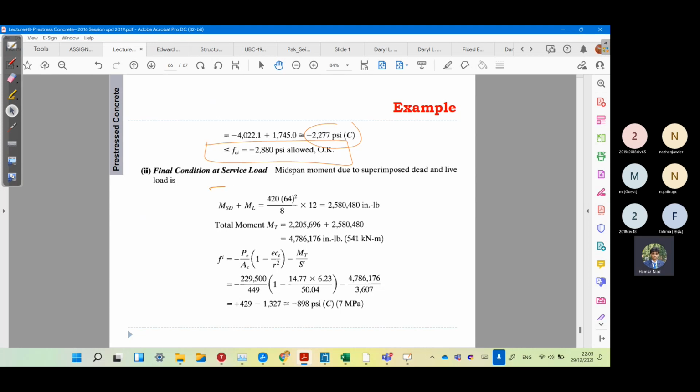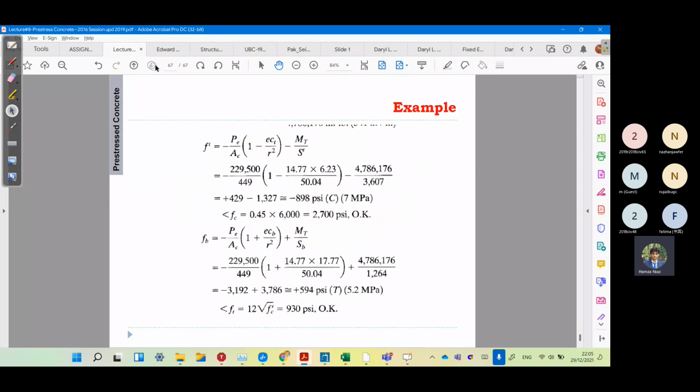Similarly for service load, this is the service moment, and we are adding this to the dead moment, so we get the total moment. And similarly by putting in the values, we can calculate the top and bottom stresses. So this is all.